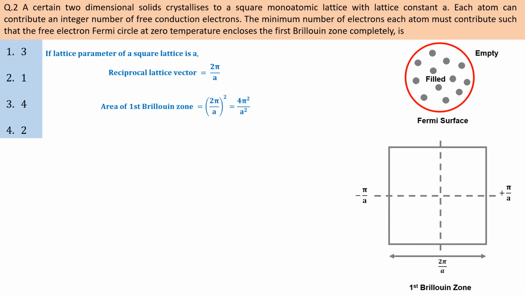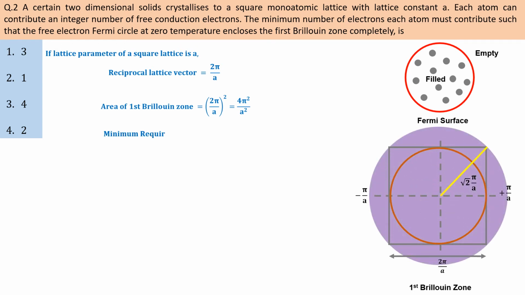In such a situation, we need to draw a circle on this center which will enclose the first Brillouin zone completely. If we draw a circle of pi by A radius, it will not be able to completely enclose the first Brillouin zone. In such a situation, we need to draw a circle whose radius is more than half of the diagonal of this square, meaning root 2 pi by A.